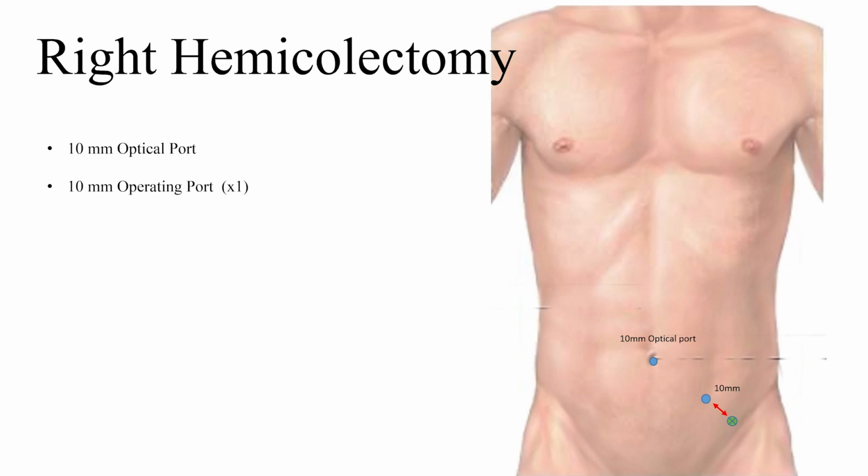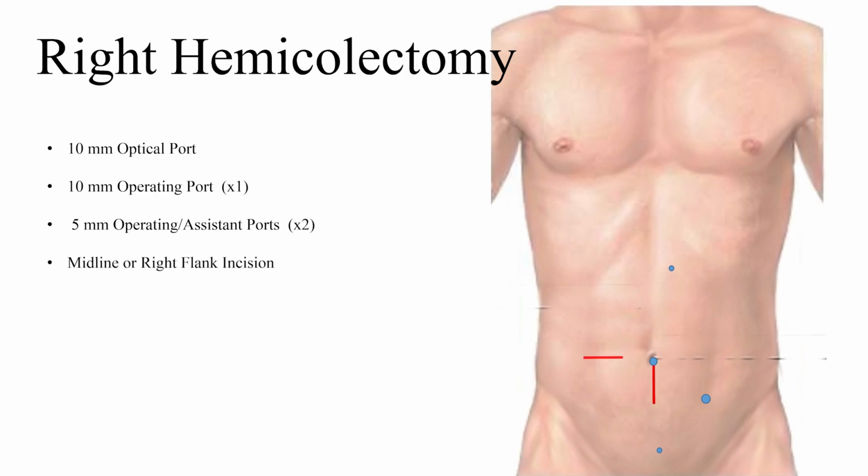We then insert two 5 mm ports, which will be used alternatively as working operating ports or assistant ports, depending on the site of dissection. One is placed suprapubically and the other on the epigastrium just to the left of the midline in order to facilitate dissection and exposure. Extraction is done through a midline or right flank incision, depending on the pathology.